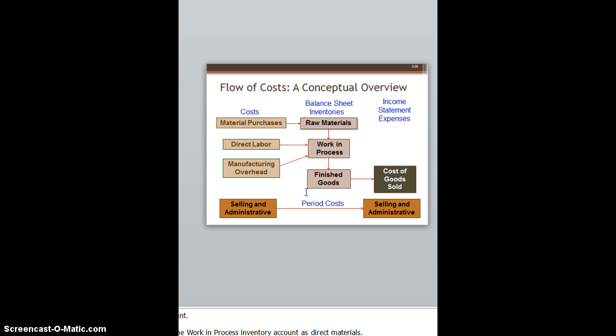Finally, when the item is completed, it goes to finished goods, another inventory account. So in a manufacturing environment, a company will have three inventory accounts: raw materials, work in process, and finished goods. The item that is completed and not yet sold is considered finished goods. Once the item is sold, then it becomes cost of goods sold, which is on the income statement. So finished goods move to cost of goods sold, therefore you decrease the inventory on the balance sheet and increase the expense on the income statement.